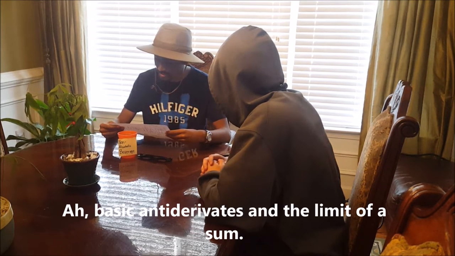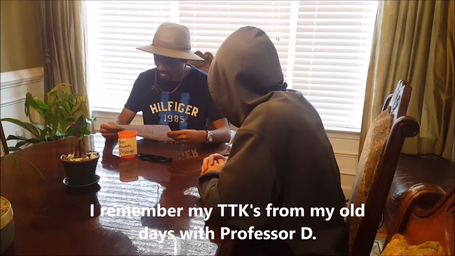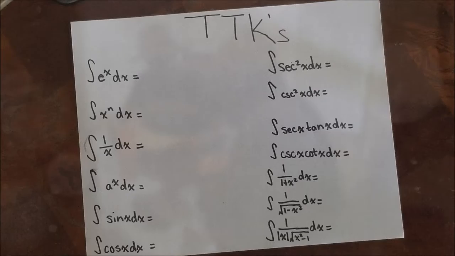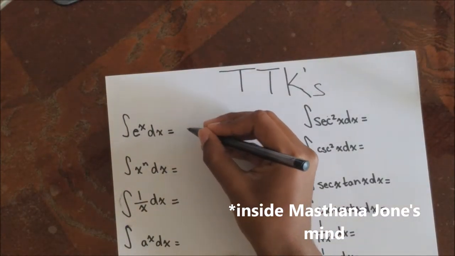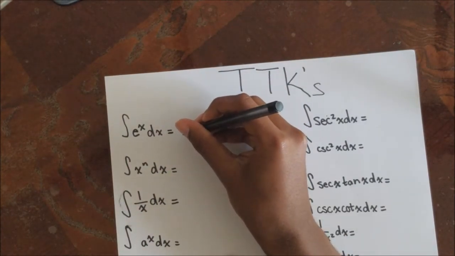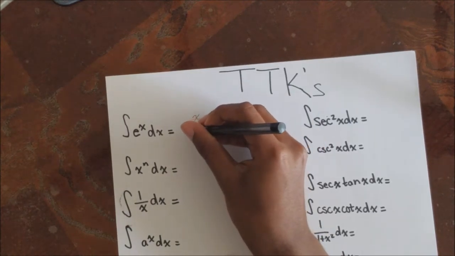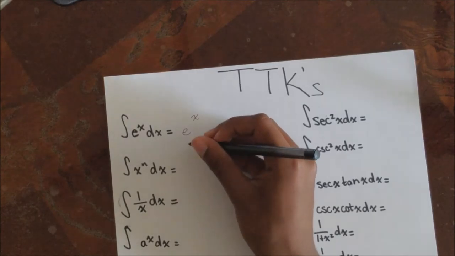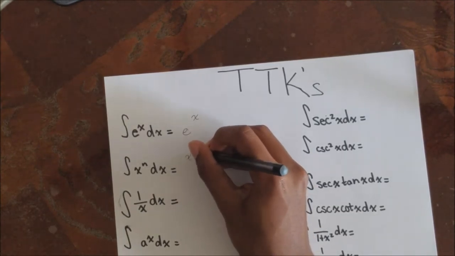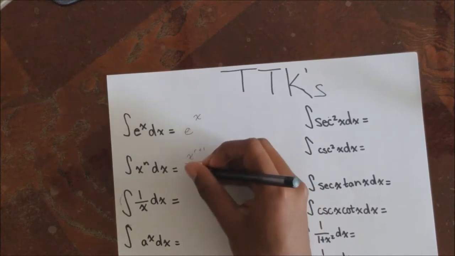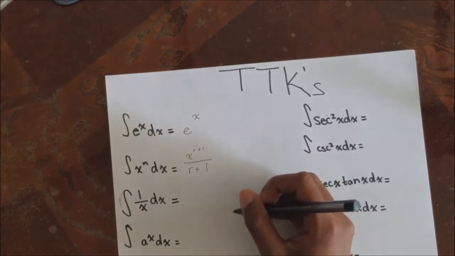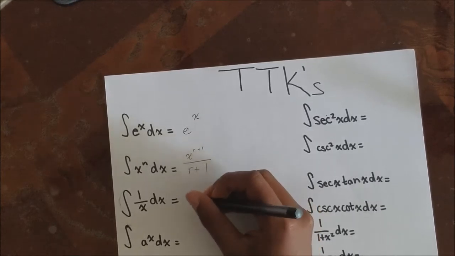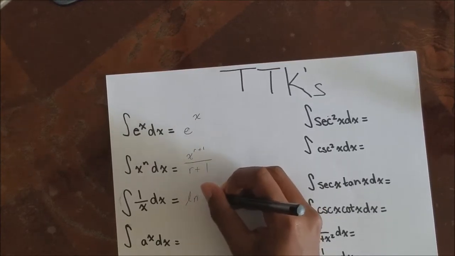Basic antiderivatives and the limit of a sum. I remember my TTKs from my old days with Professor D. TTKs for this unit. We have the integral of e to the x dx. So the integral of that is simply e to the x. Very easy. x to the nth power dx. Well, the integral of that is simply x to the n plus 1 over n plus 1. We have the integral of 1 over x dx. The integral of that is just the natural log of x.